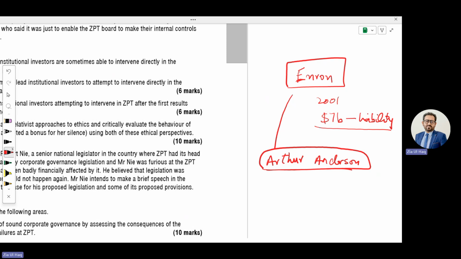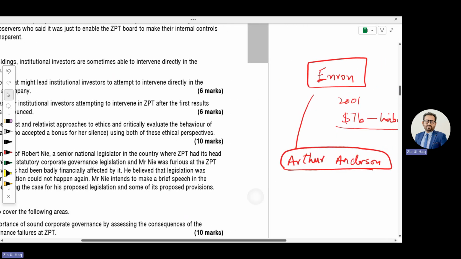Thousands of employees were made redundant by the company because the company became bankrupt. So this is the Enron scandal that we should be aware of as accountancy students. And this case study, ZPT, is similar to this Enron case.